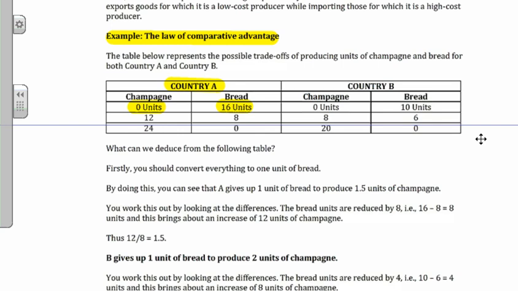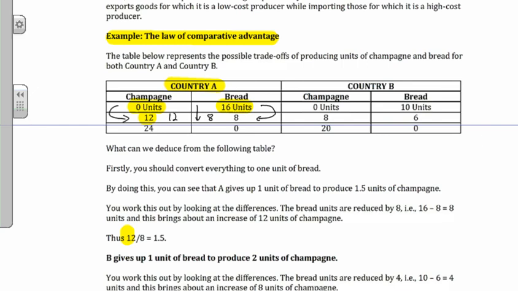But what if they decide, hold on a second, we want to produce champagne, and the next available amount is 12 bottles of champagne? If I'm going to make 12 bottles of champagne, how much bread do I lose? I'm now going from 16 units of bread down to 8, so I lose 8 units. Now, if you have a look over here, look what we can deduce. I now make 12 units of champagne, previously 0. What's my difference over there?